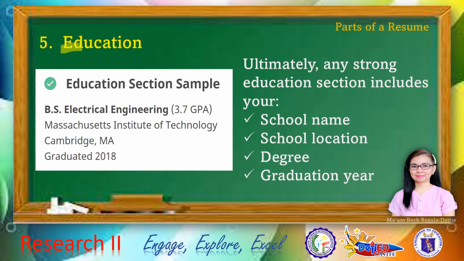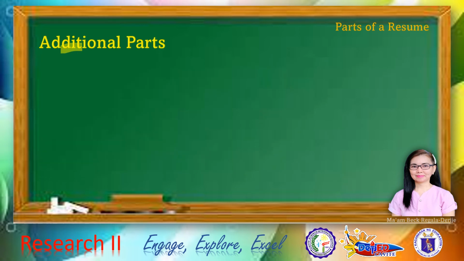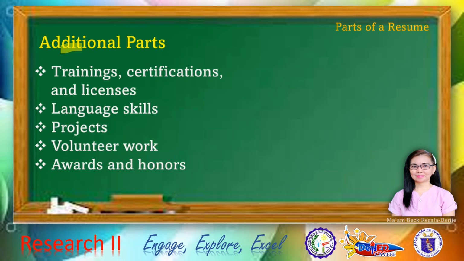So that is the last part of a resume. But here are additional parts that you can include to make your resume more complete and clear. So you can add training, certifications, and licenses, language skills, projects that you have accomplished, volunteer work. If you are a member of any civic organizations, you may add that.